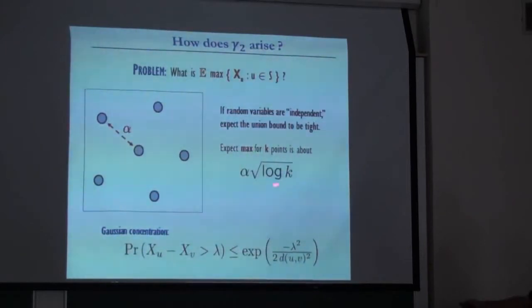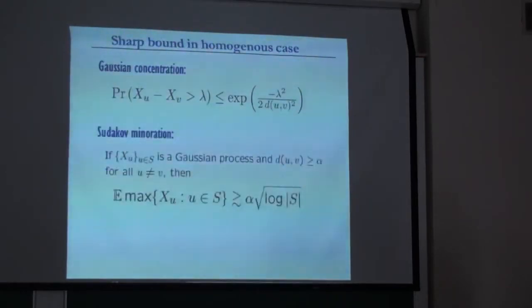Now, a non-trivial fact is, but let me say that this root log k turns out to be analogous to the log n you saw in the Matthews upper bound. And there is a corresponding lower bound known as Sudakov minoration that says if you have a bunch of Gaussian variables and all the pairs are separated by at least alpha, then the expected maximum is at least alpha times square root of log of the size of this set. And this corresponds actually to Matthews' lower bound, where we had a lower bound on the hitting times between the different points.